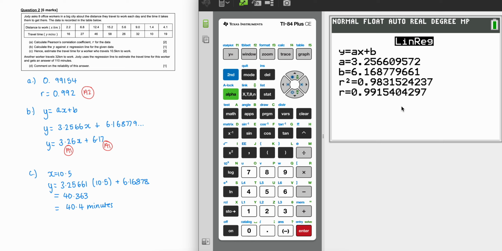And then for part D, it says that this extra person, this 9th person, travels 32 kilometers to work, and we need to estimate whether or not it's going to be a good answer. Now, yes, the correlation, the R value is strong, which indicates that it would be good, but this is actually not reliable. So it's not going to be a good one. And the reason for that is because we have extrapolated. So this is the key word you're wanting to use here, extrapolation or extrapolated.